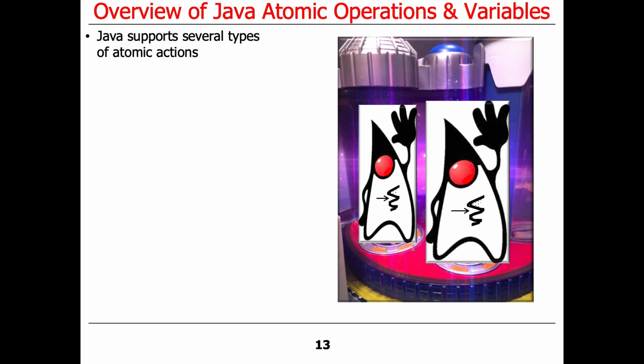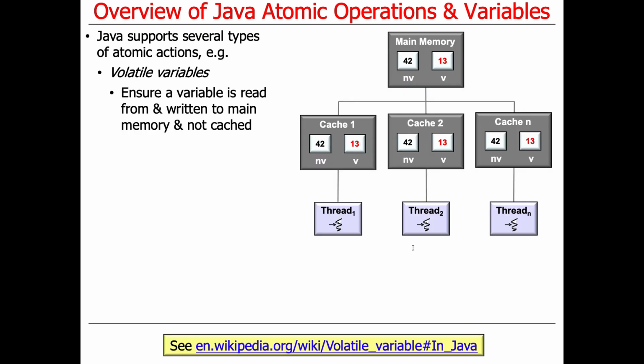So let's talk a bit about atomic actions. There's several types of them. One type is called a volatile. And volatile is actually baked into Java. That's part of the Java language, right? If you get Java, you get volatiles baked in.